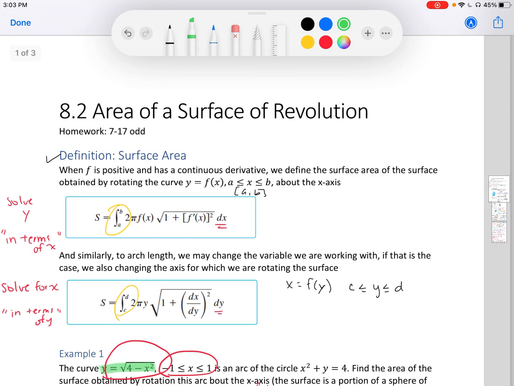Alrighty. That's it for section 8.2, area of a surface of revolution. Thanks.